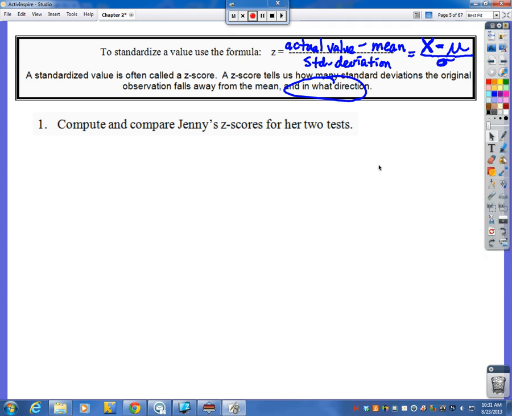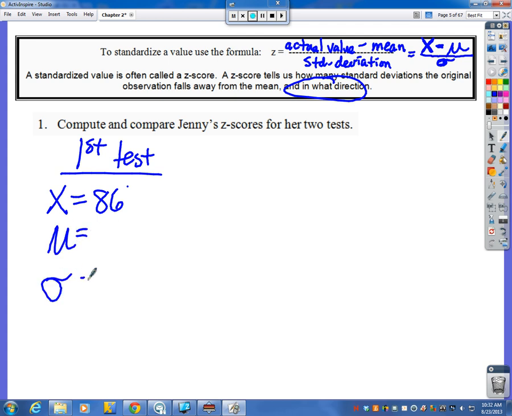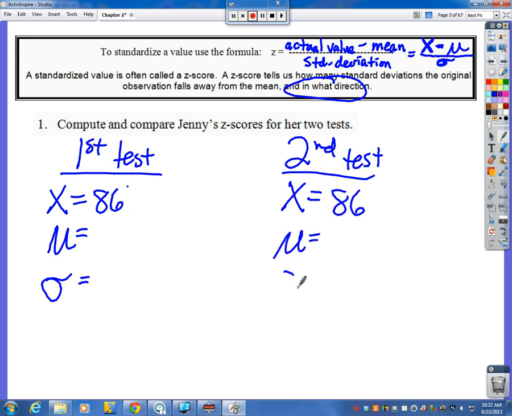If we're talking about the first test, we know Jenny scored an 86%. I'm just going to say 86, leaving out the whole percent concept. Now, the other things I need to know are the mean and standard deviation for the first test. Well, I didn't really have those numbers. So I'm going to set this up, and then I'm going to pause the video and go grab the mean and standard deviation for the 2 tests. I'm not actually going to do it in real time and waste all of your time. So let me pause. I'll be right back.